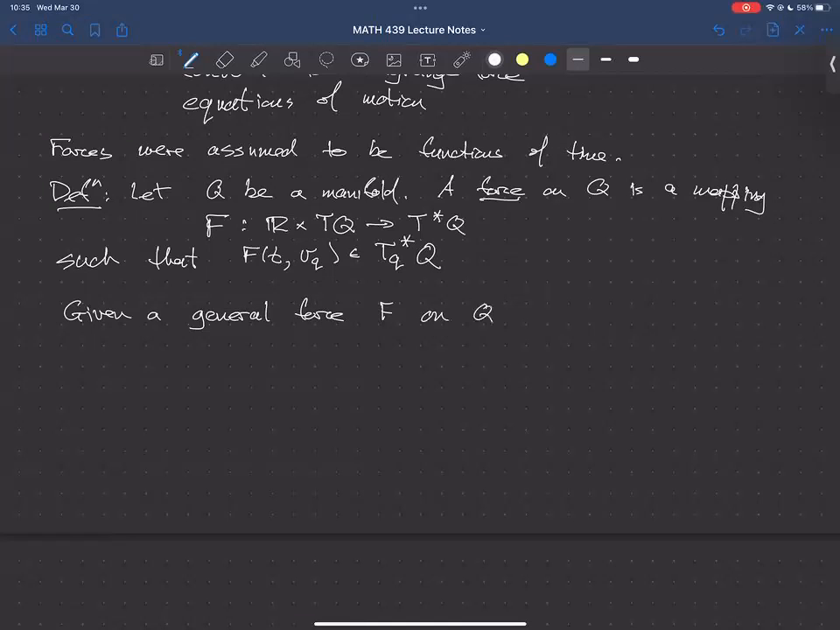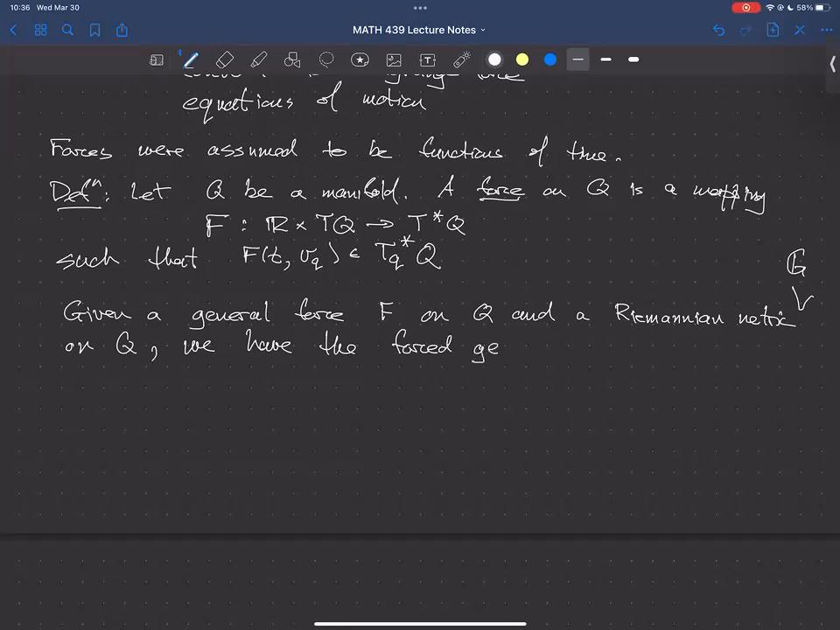Okay, so given a general force F, just like I defined, on Q, and a Riemannian metric on Q, so a Riemannian metric G, of course. Okay, we have the forced geodesic equations that we've been talking about, but now again, sort of removed from the requirements of being just in a mechanical context. Okay, and they're just the same equations that we have been looking at.